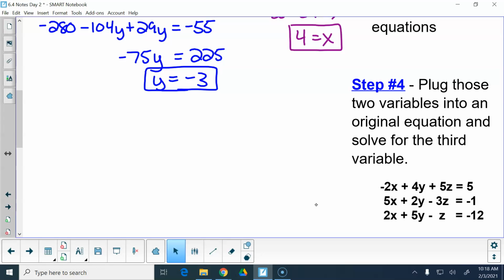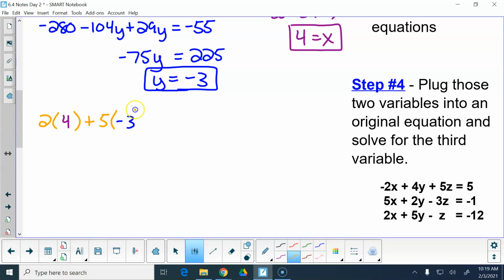Which one do you want to plug them into? Third one, okay. Right. So we're going to have 2 times X, which is 4, plus 5 times Y, which is negative 3, minus Z, is going to equal negative 12.